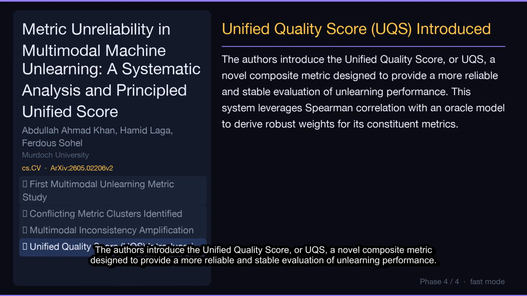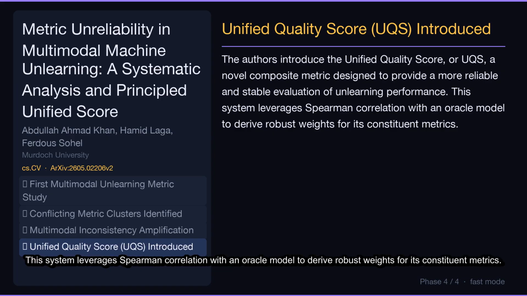The authors introduced the Unified Quality Score, or UQS, a novel composite metric designed to provide a more reliable and stable evaluation of unlearning performance. This system leverages Spearman correlation with an Oracle model to derive robust weights for its constituent metrics.